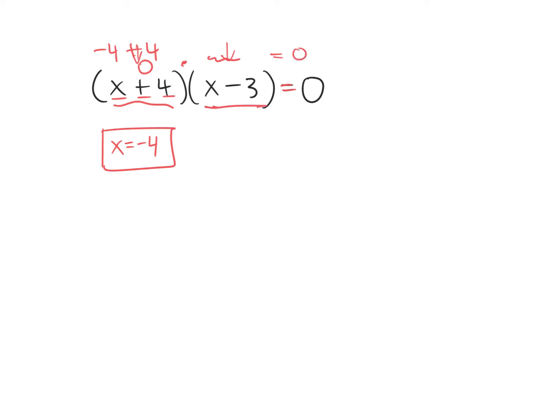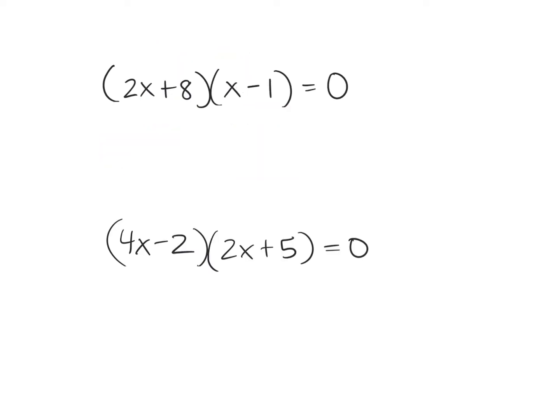Okay, what about this parentheses? What would make that equal 0? Well, if I plugged in a 3, 3 minus 3 is 0. Now 0 times this first thing is 0. So those are my 2 solutions. All right, now they get a little bit harder. So I'm going to have you pause the video, and I'm going to see if you can try these 2. What could you plug in so that it equals 0?